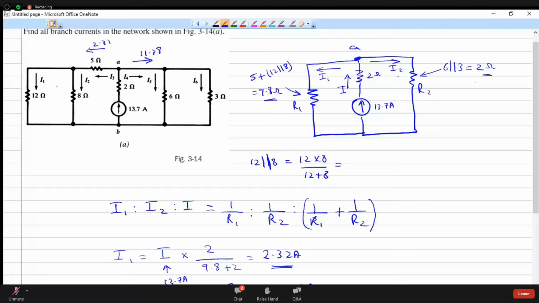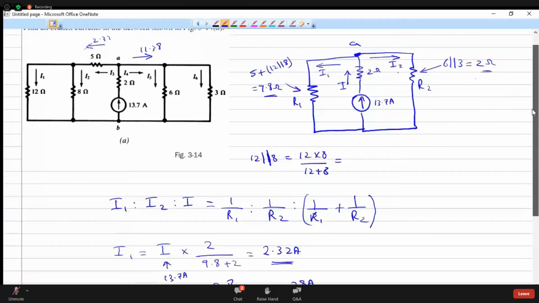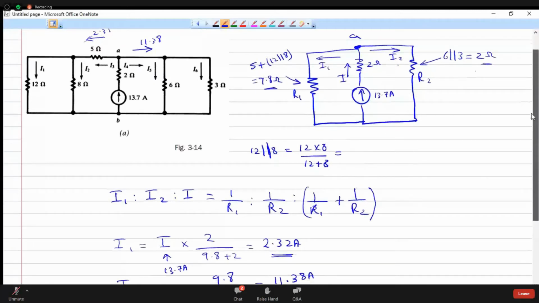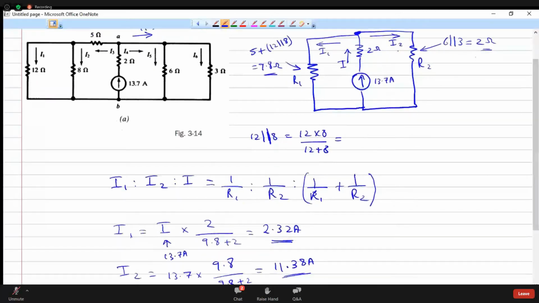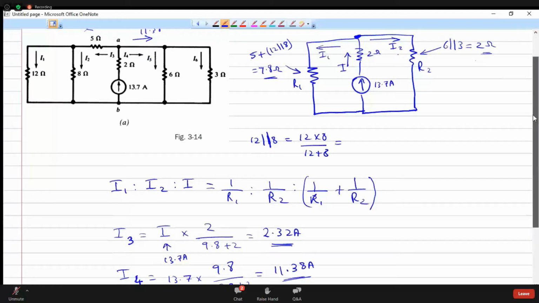So what about the currents I1 and I2 here? Again, for I1 use the current divider rule. Okay, so this we'll write as I3 to avoid the confusion. Towards the left is flowing I3, and towards the right is flowing I4. Some confusion might arise.